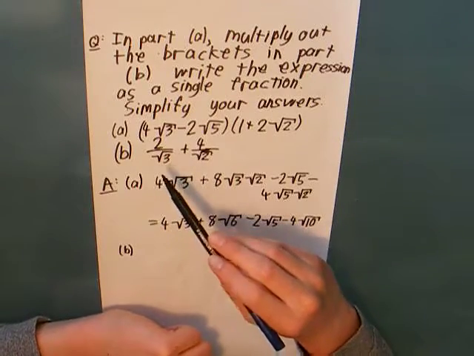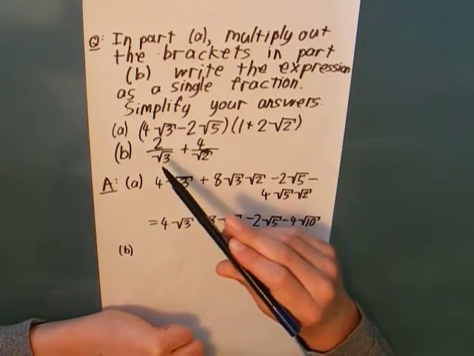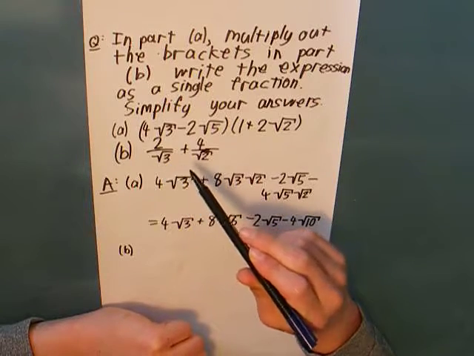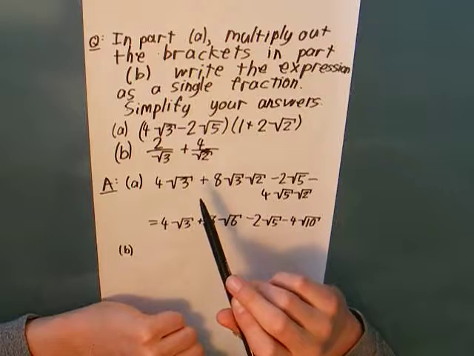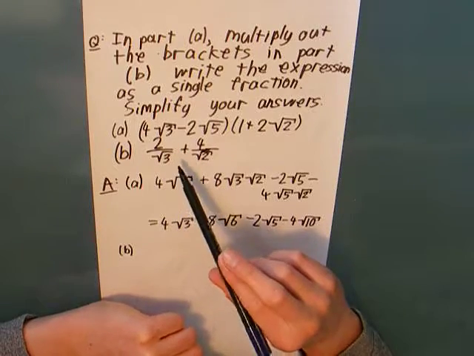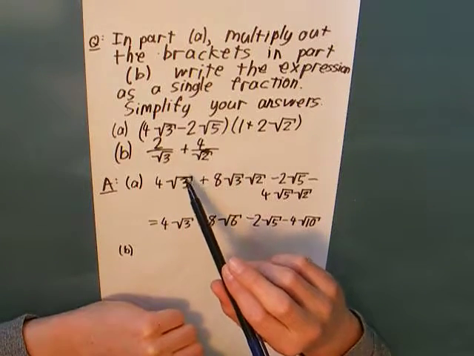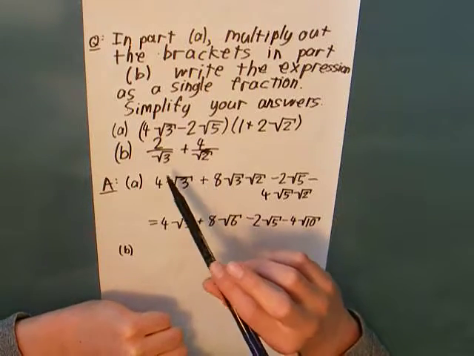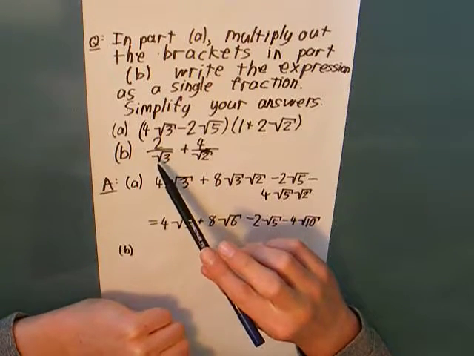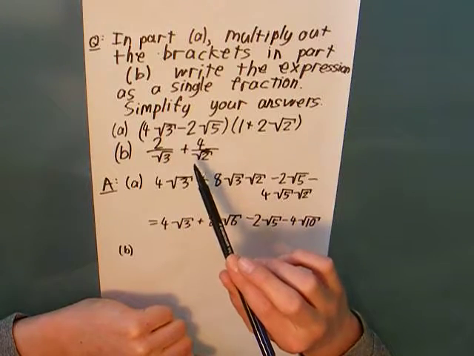Okay, so here we've got 2 over root 3 plus 4 over root 2. Right, so we need to get these over a common denominator to add them, as I've mentioned in some earlier videos. So a good idea for a common denominator is to multiply the top and bottom of the first one by root 2, top and bottom of the second one by root 3.